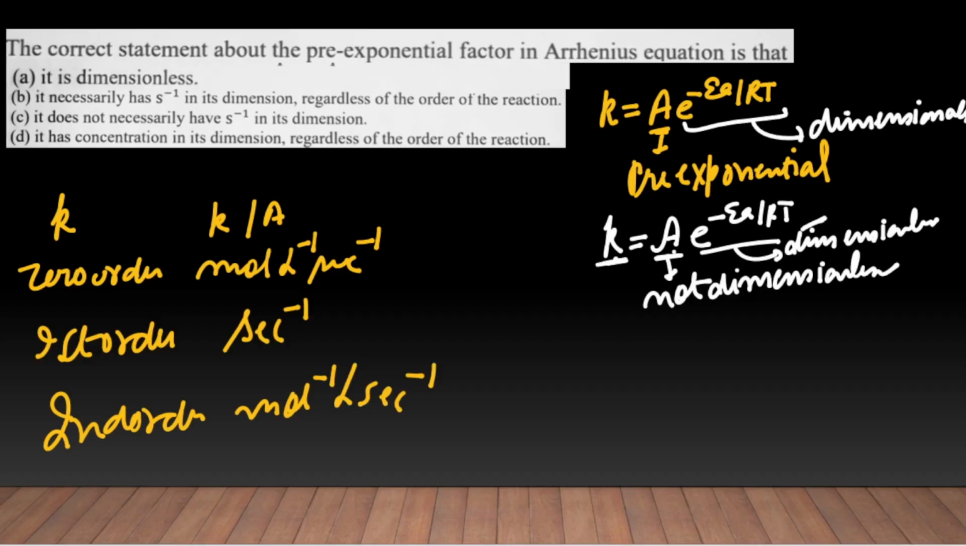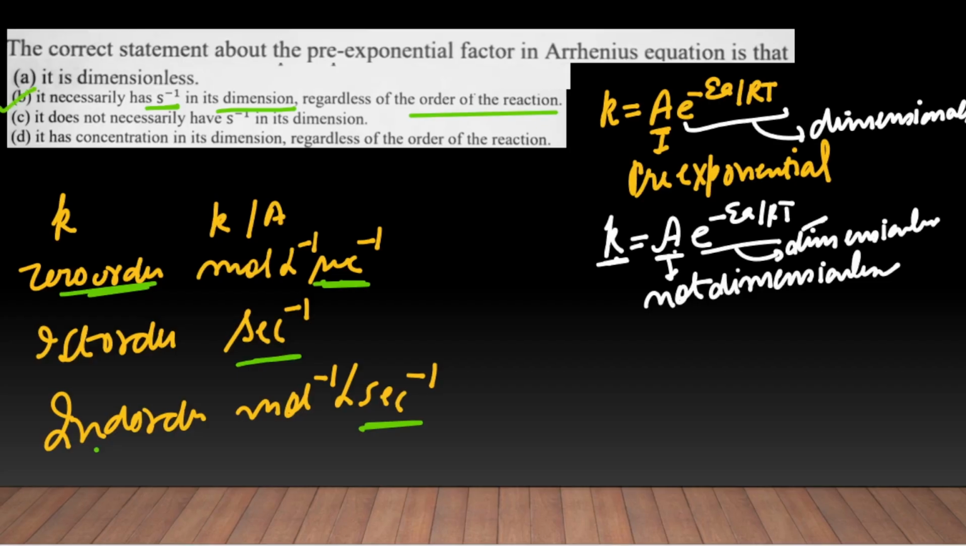Same goes for any order of the reaction, you can write this. So as per the statement, it necessarily has second inverse in its dimensions regardless of the order of reaction. This statement is true, because in the zero order, you see, second inverse is present. For the first order also the second inverse term is present, and in the second order also the second inverse term is present. So irrespective of what the order of reaction is, the units of this pre-exponential factor contain the second inverse dimension. So this statement is the true one.